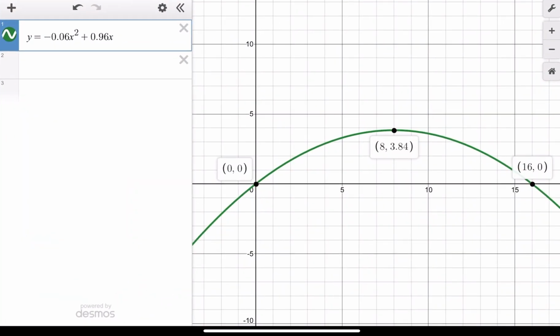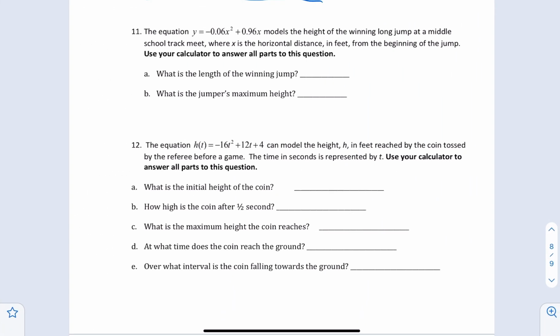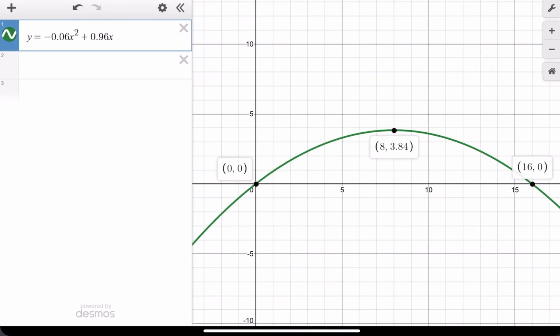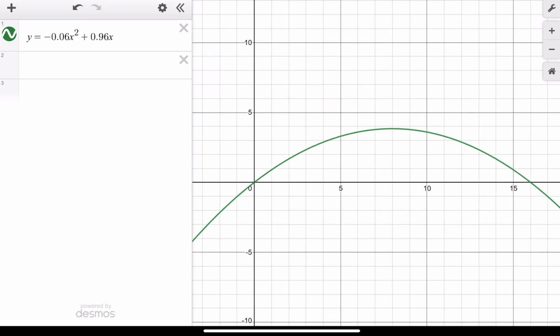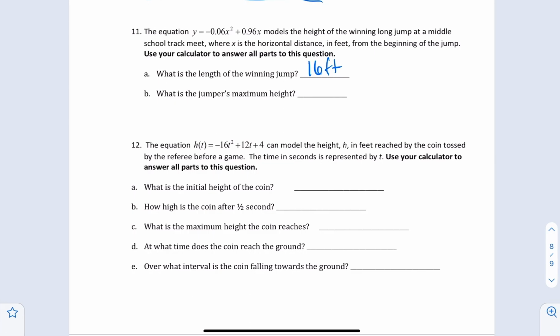So the length of my jump is going to be from one x-intercept to the next. So that winning jump is 16 feet. And then my maximum height, again, is going to be the y value of my vertex. And it looks like I am 3.84 feet above the ground. So 3.84 feet is how high I got. Obviously, maybe that's not the highest jump overall if we're measuring from the top of my head or something, but we made it pretty far.